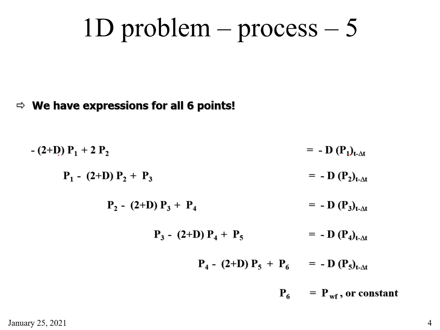Why is this linear system of equations linear? Because we have assumed all the parameters in D were constant. If those parameters, meaning phi, rho, mu, ct, or even k, are functions of pressure, then the equation becomes nonlinear. If just one of them, any parameter in D, is a function of pressure, the equation becomes nonlinear, because pressure, which you see we're solving for, now shows up as part of the coefficients. Anyways, this is the system of equations for all the 6 points.